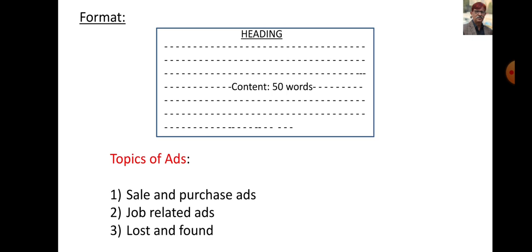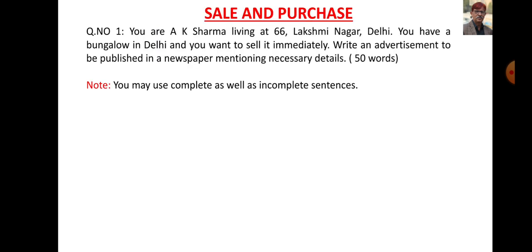The topics of ad. The most important topic is sale and purchase related ads. The second one is job related ads. And the third one is lost and found. You have to concentrate on these three. Most of the times, the sale and purchase related ads and job related ads are tested. So let's start. I'll be giving you an example first.